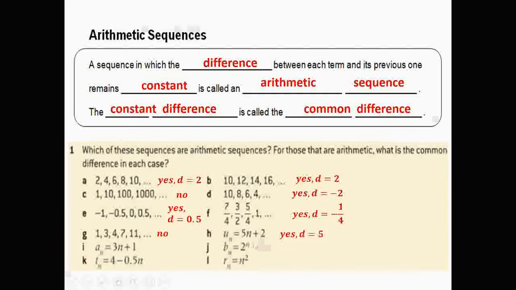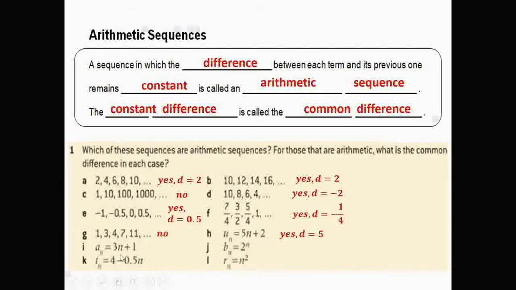If you did that, you would notice that yes, it has a d value of 5, because the first term, if you put a 1 in here, is 7, and the second term is 12, and the third term is 17, so it's going up by 5 every time. The easier way to spot that, and we mentioned a moment ago when we graphed it, is that all arithmetic sequences are linear. So if you see a rule like this, which definitely looks linear, like y equals mx plus c, right? If it's a linear rule, it's going to be an arithmetic sequence, so yes.